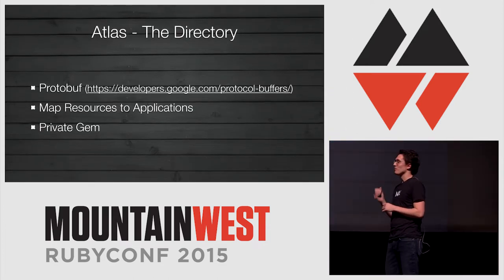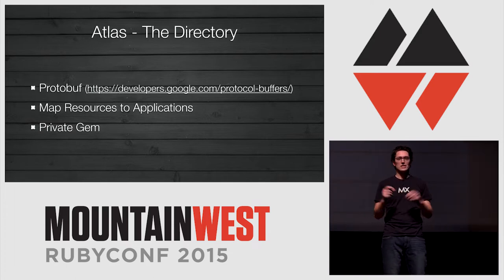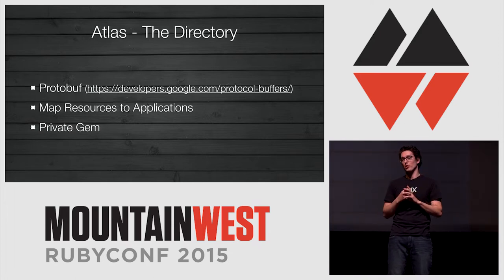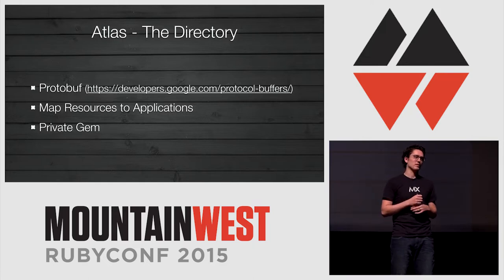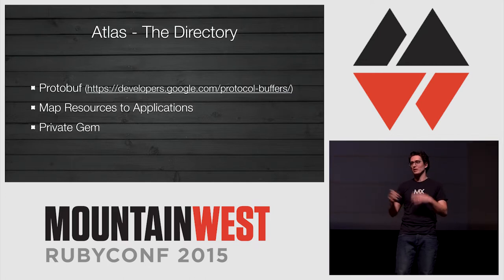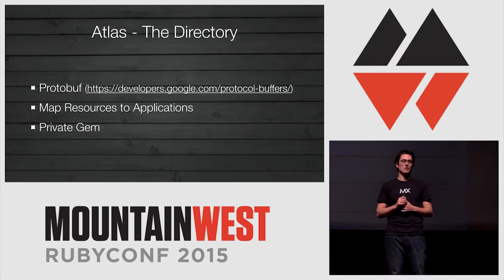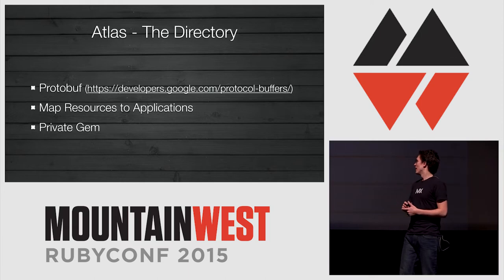So the way that we do this is with an internal gem called Atlas. Atlas contains a bunch of different protobuf definitions. Protobuf is just a data exchange format developed by Google. There's lots of other exchange formats that we could use. The fact that we're using protobuf has a few benefits that I'll talk about in a minute, but you could substitute lots of other things here. Some companies use things like JSON plus JSON schema. There's various other ways to do it.